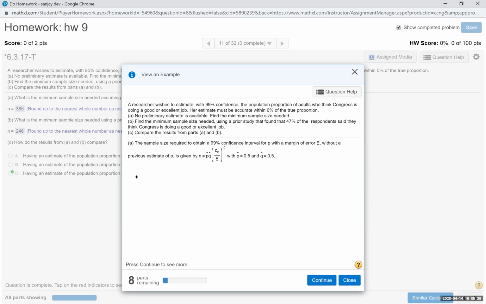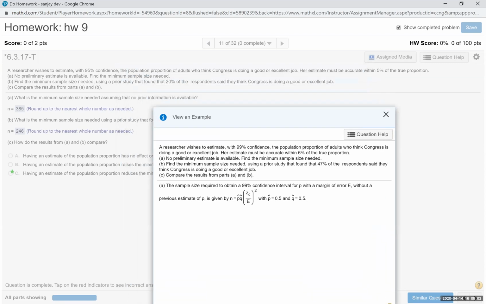The sample size required to obtain, right? The formula is N is equal to P hat multiplied by Q hat, parentheses, the critical value divided by margin of error, the whole thing squared. Now, if you happen to know your P hat and Q hat, you put those numbers there. If you don't know what the P hat or Q hat is, then you put 0.5 for P hat and 0.5 for Q hat, okay?